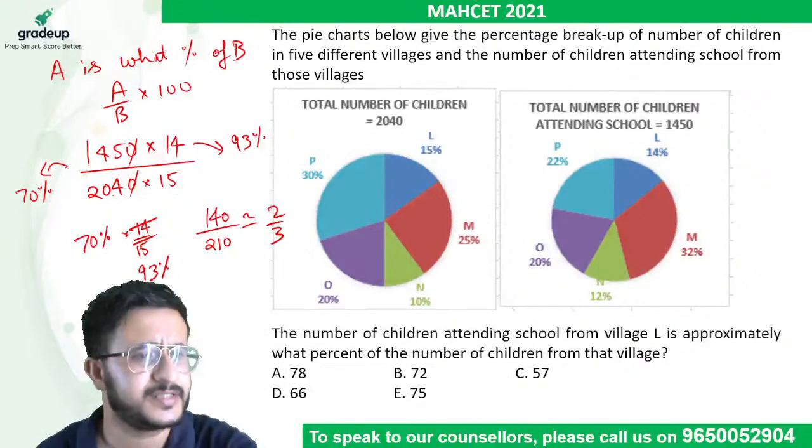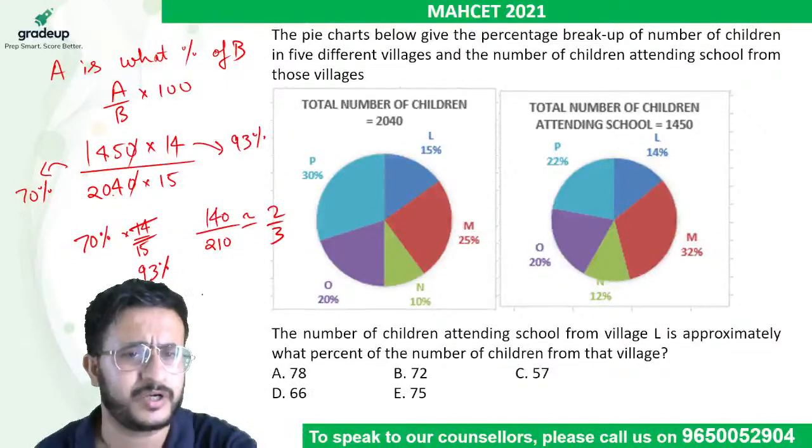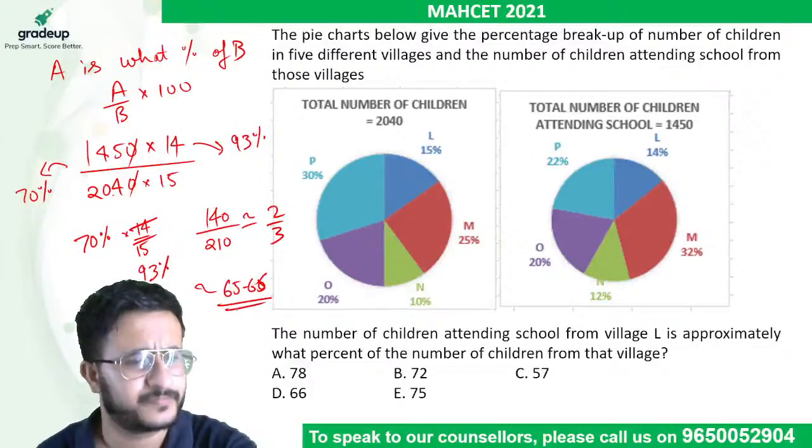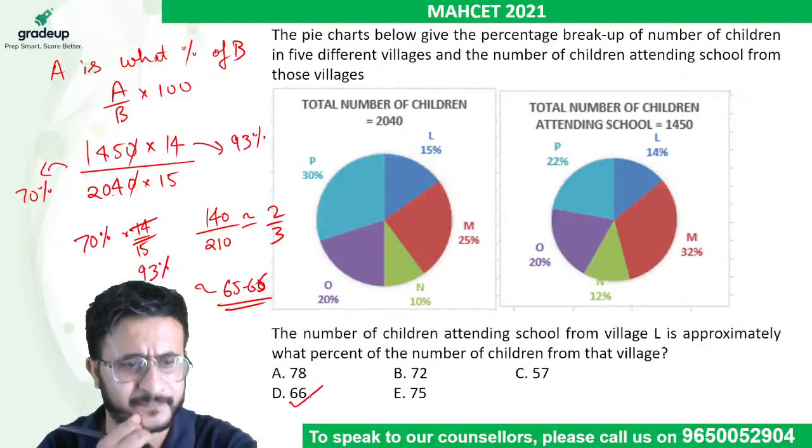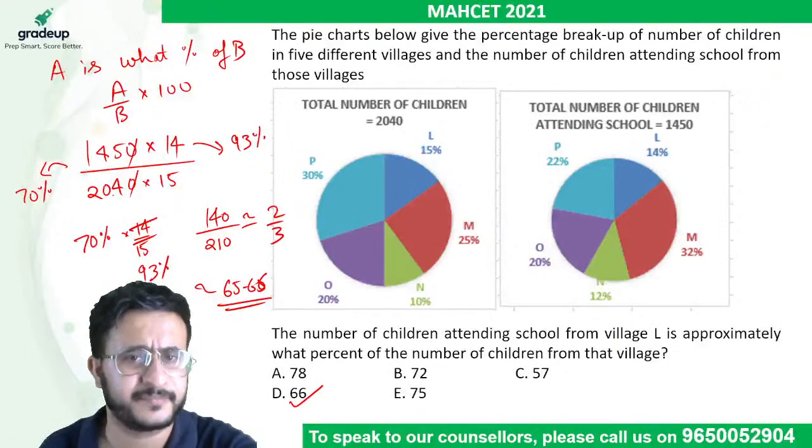7 into 9 is 63. So 63 plus 2, so around 65, 66, you can say, as a rough value. So that is your answer. You do not have to calculate exactly.